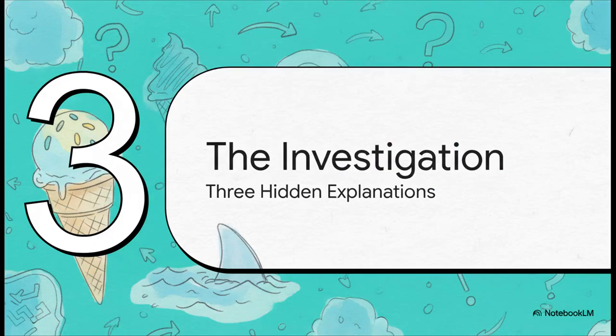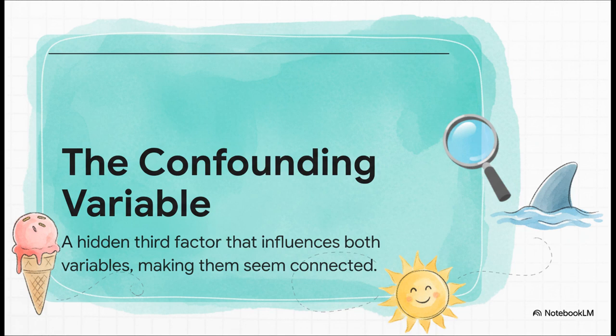This is where we put on our detective hats. We need to investigate. If it's not a direct cause, then what is it? Well, it turns out there are usually three main culprits hiding in the data, three hidden explanations we can look for. First up, we have suspect number one, the confounding variable. You might also hear this called a lurking variable. Think of it as a hidden third party, a secret puppeteer that's actually influencing both of the things you're looking at, which is what makes them appear connected.